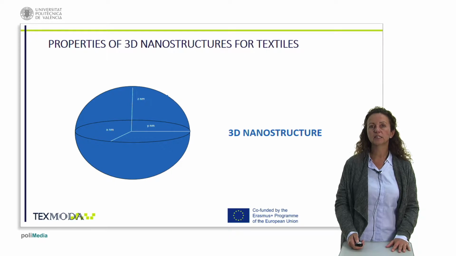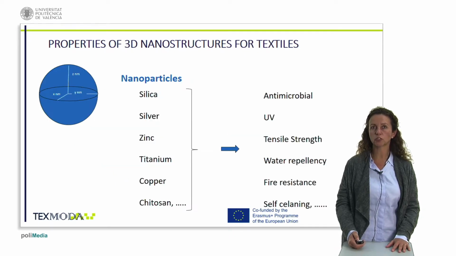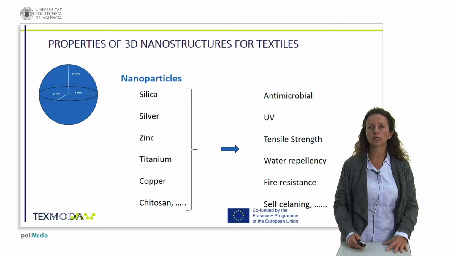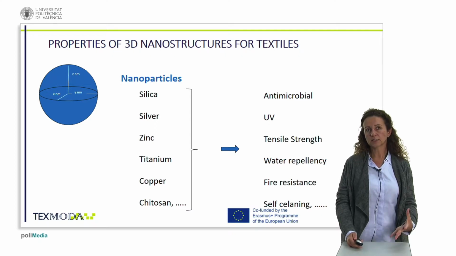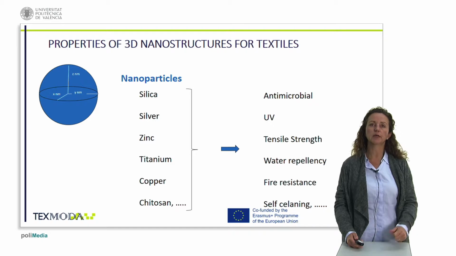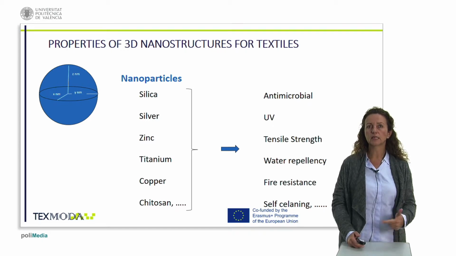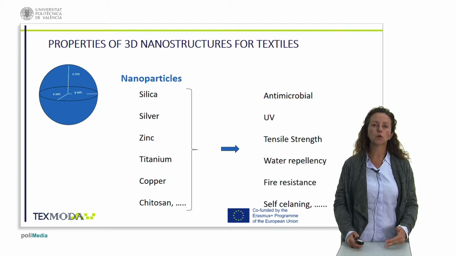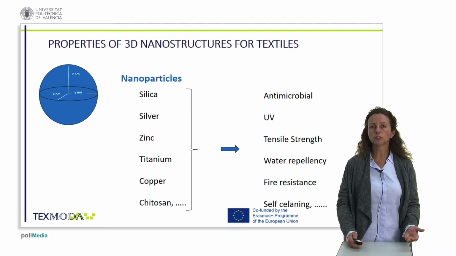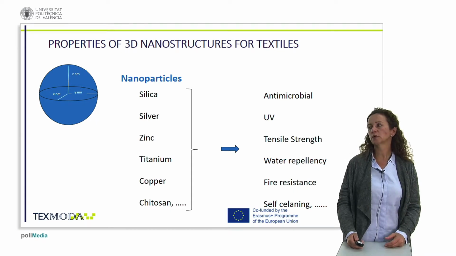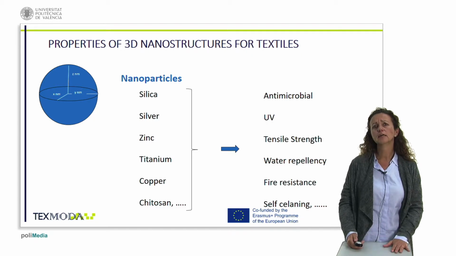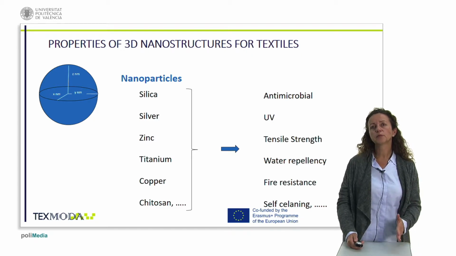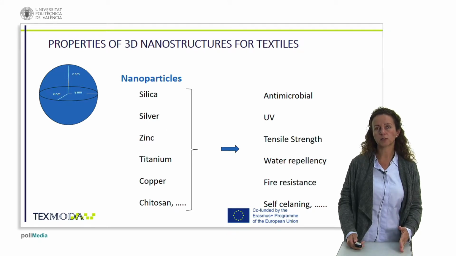And we have seen that we have the possibility to insert different kinds of particles. The most commonly used at this moment are the ones that we saw in the previous video: silica, silver, zinc, titania, copper, chitosan. We've got many particles, but those are among the most extended. And we can find that there are many properties which are conferred because of these products, okay?